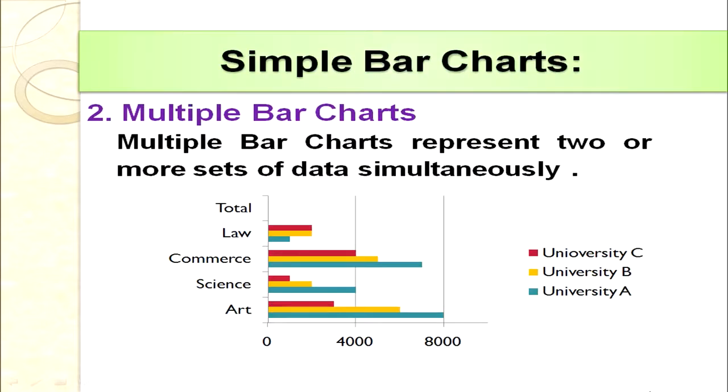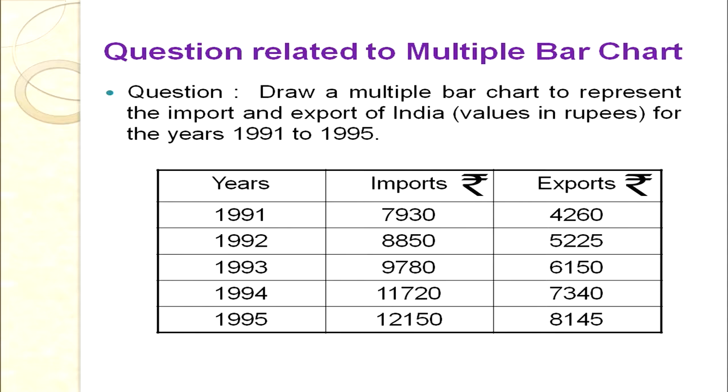Now the next is multiple bar diagrams. When we talk about multiple bar diagrams or charts, they represent two or more sets of data simultaneously. Suppose they have given you exports and imports for a particular year, or profits and losses for a particular year, or birth rate and death rate. So two kinds of data for the same specific year are given to you, then we are going to draw a multiple bar diagram. Let's see how we construct a multiple bar diagram with the help of this example. The example states: draw a multiple bar chart to represent the imports and exports of India.